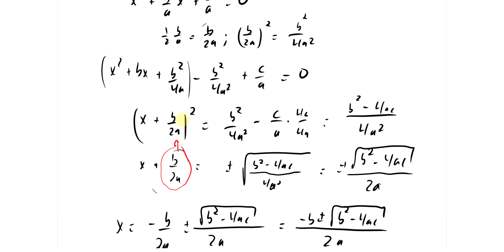One thing to note in doing this, when we rewrite this in vertex form, what we get is x plus b over 2a squared. So b over 2a, this is how much it's been moved left to right. It's the x coordinate of the vertex.